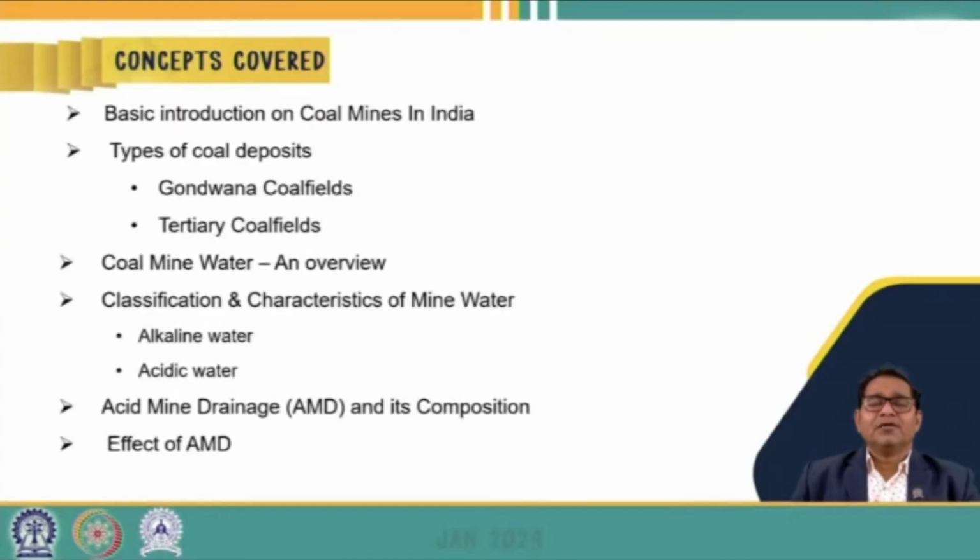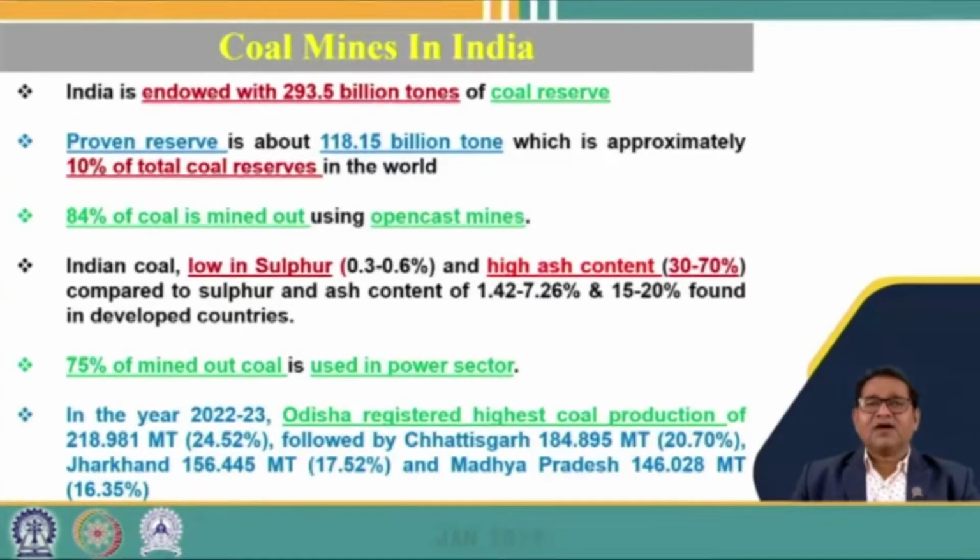And then we will look in more detail at the acidic runoff, or acid mine drainage, and its composition, and then the various impacts of the acid mine drainage generated from the coal mine industries, which requires treatment for its safe disposal and to minimize the ill effects of the acid mine drainage produced in the coal mines. So let us start with the basic introduction about the coal mines in India.